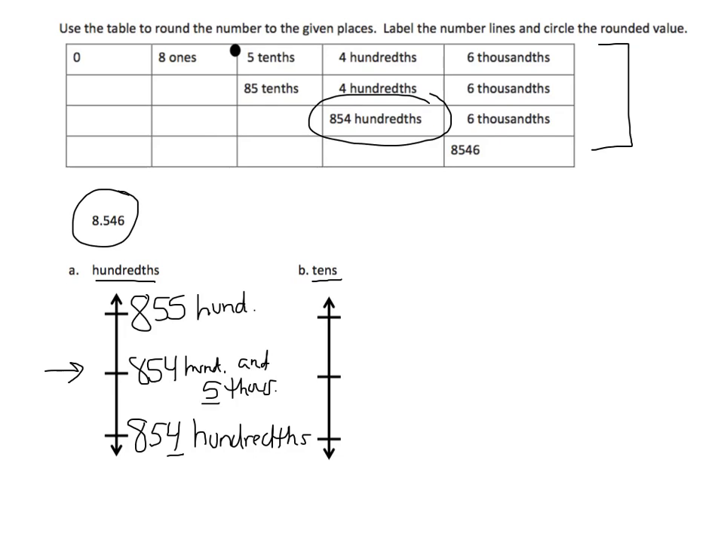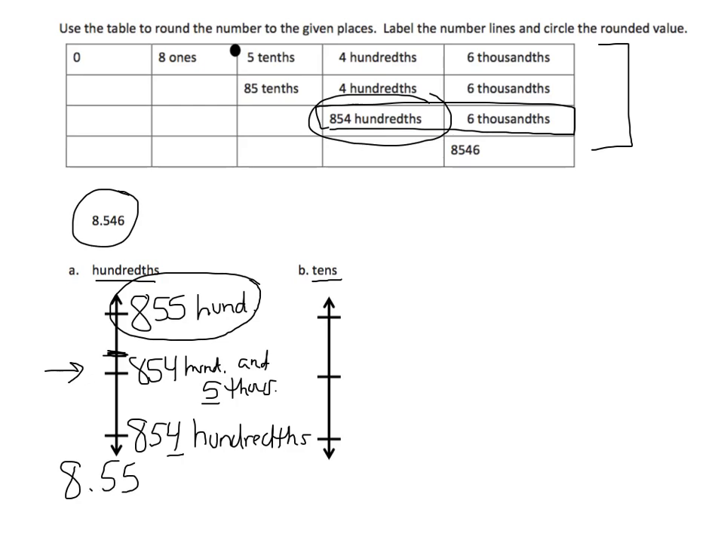Now I have my midpoint. I need to find out where my actual number would lie on this vertical number line. My actual number has 854 hundredths and 6 thousandths. So I know that 6 is greater than 5, so that would lie above the midpoint. Since my actual number lies above the midpoint, that means I would round up. This number rounded up would be 855 hundredths. Written as a decimal would be 8 and 55 hundredths.